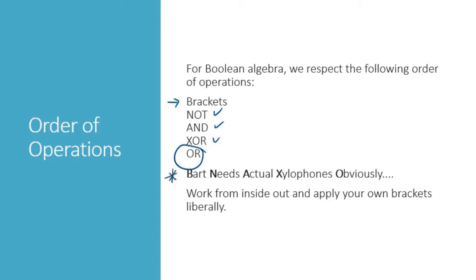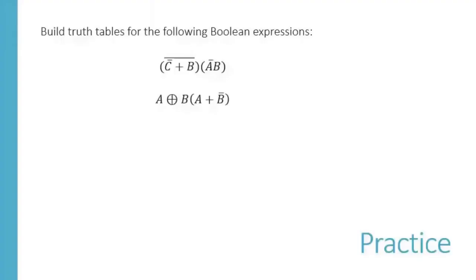I have to say, this mnemonic doesn't really work for me. So maybe you can think of your own. Let's try this with 2 examples. Let's build truth tables for the following 2 Boolean expressions.